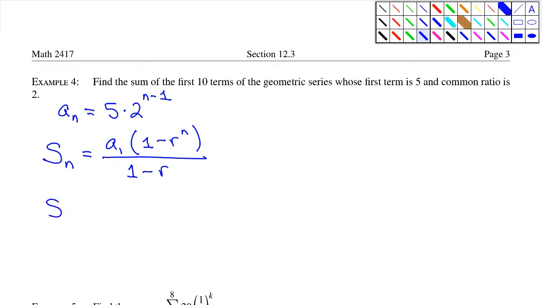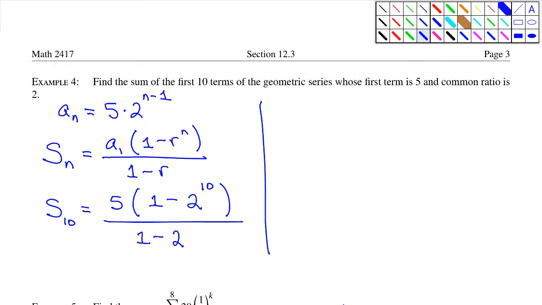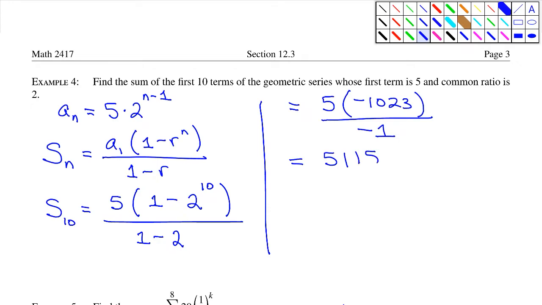And so s sub 10 is equal to the first term, which is 5, times 1 minus the common ratio, which is 2, raised to the 10th power, because 10 is n, divided by 1 minus 2. This works out to be 5 times negative 1023 divided by negative 1. Negatives cancel, and you multiply this out, and you get 5,115.